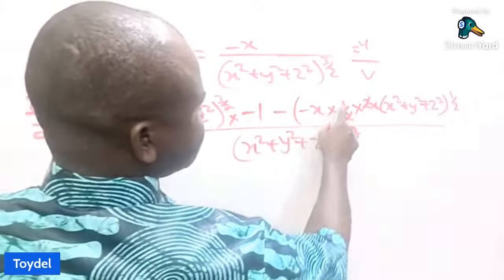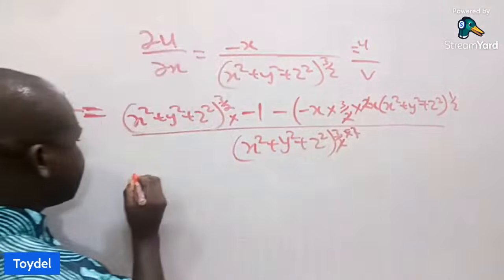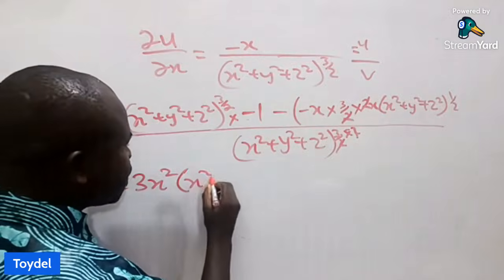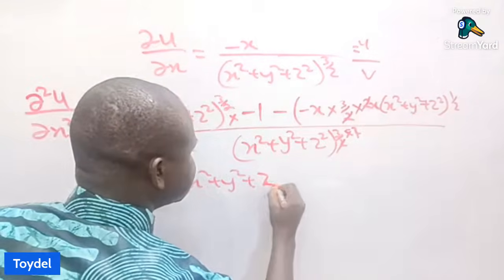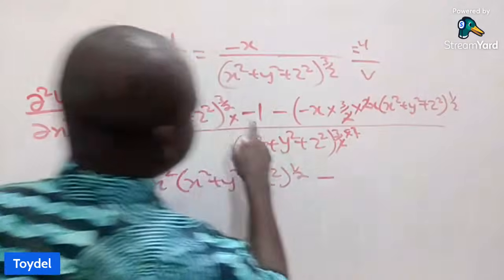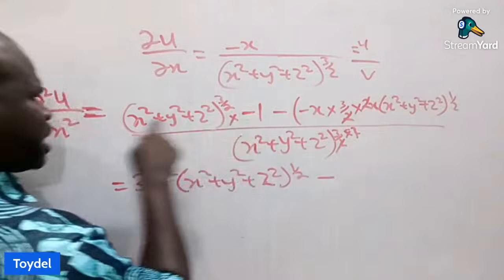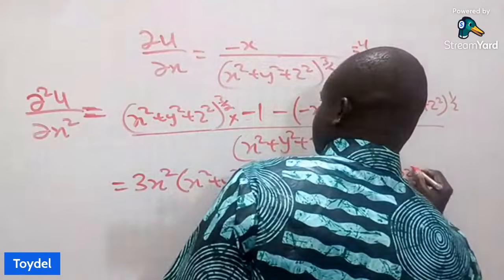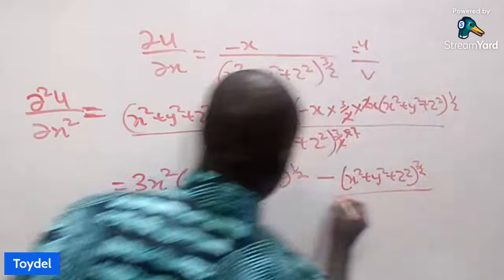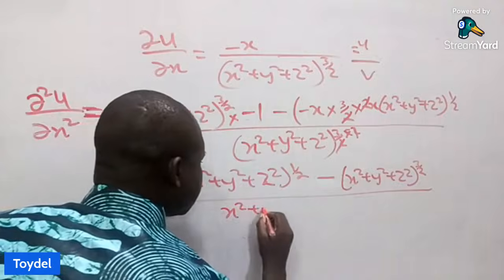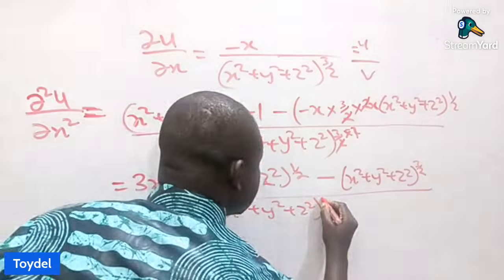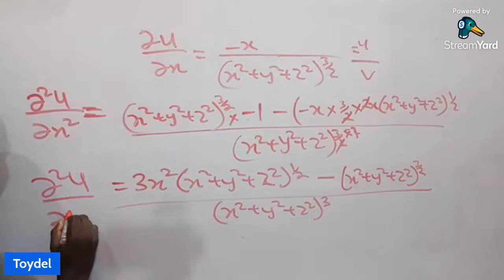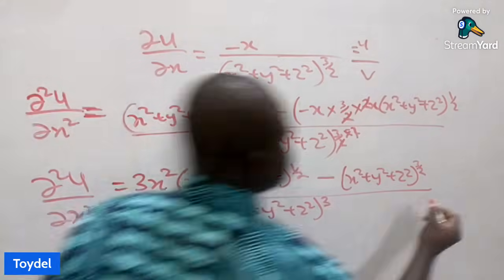So I'm going to get 3x times x, so I want it to be equal to 3x squared into bracket x squared plus y squared plus z squared raised to half. Then minus this, minus what I have here will be minus x squared plus y squared plus z squared, 3 all over 2, all over x squared plus y squared plus z squared raised to 3. So the second partial derivative of u with respect to x squared will be given as, let's call this asterisk 1.